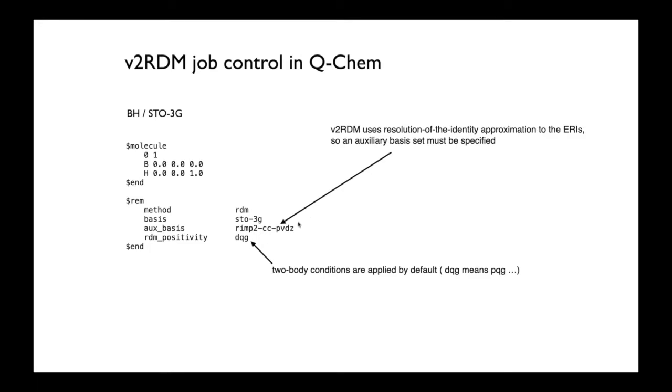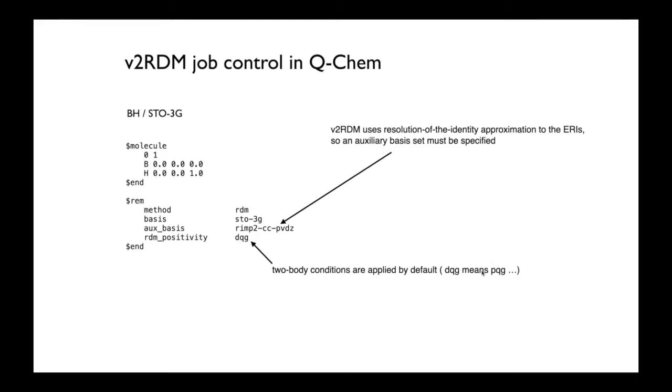One is this auxiliary basis. The V2RDM methods that we've implemented in Q-Chem use resolution of the identity approximation to the electron repulsion integrals. And that means that you have to define an auxiliary basis in order to do these calculations. The second thing here is I've specified something called RDM positivity. This specifies the subset of N-representability conditions that I want to apply. And here I'm applying the two-body conditions, the input parameter is DQG.